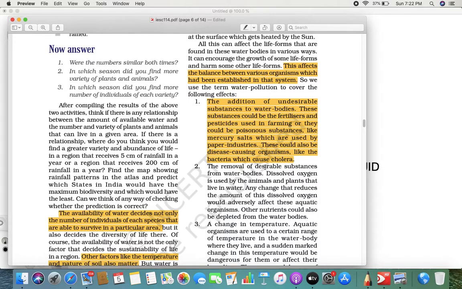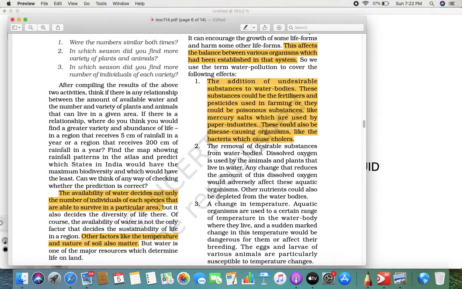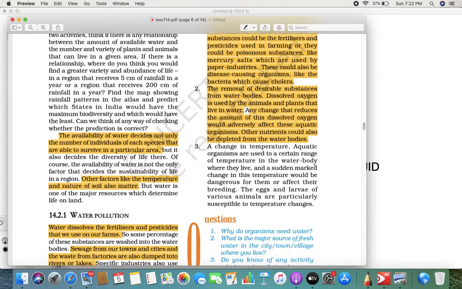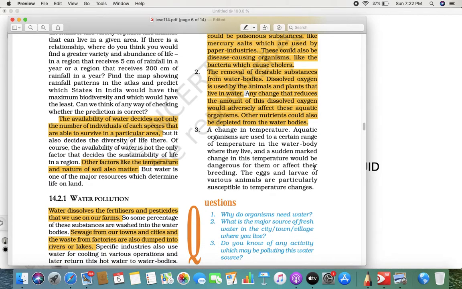Now, the removal of desirable substances from water bodies. So people take some important water plants and animals, right? That creates an imbalance in the water. Now what? There are certain plants that dissolve oxygen. Yes, they dissolve oxygen in the water, and that dissolved oxygen is taken by animals. Now if we kill those aquatic organisms or plants, it is going to create an imbalance. Such a change reduces the amount of dissolved oxygen, and this nutrition will be depleted.